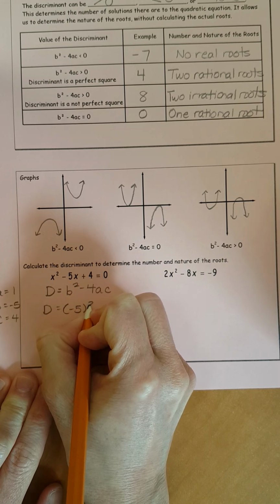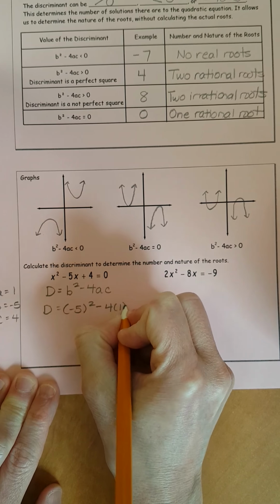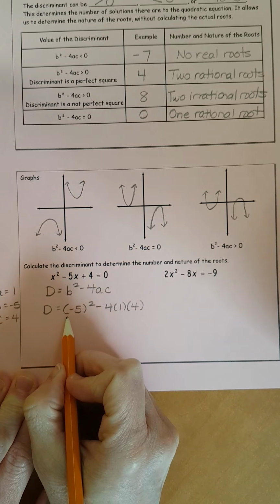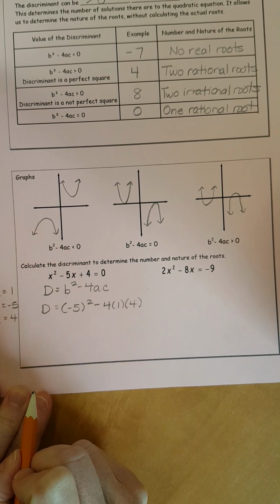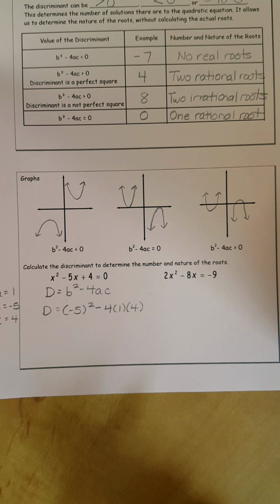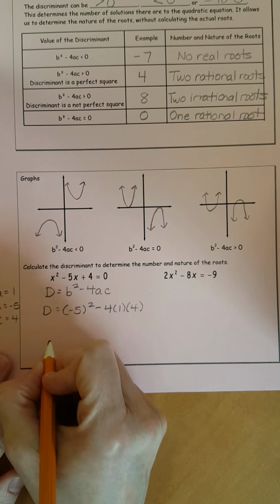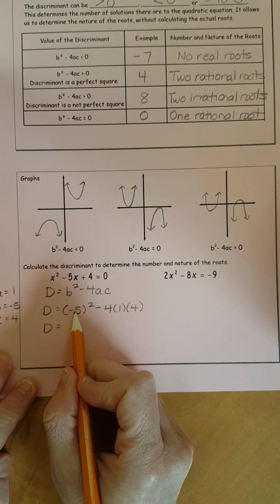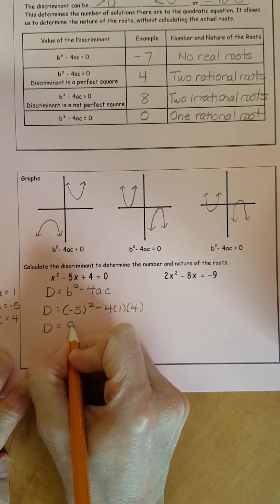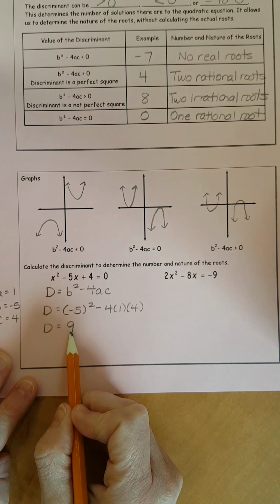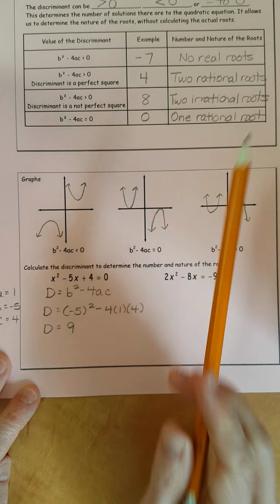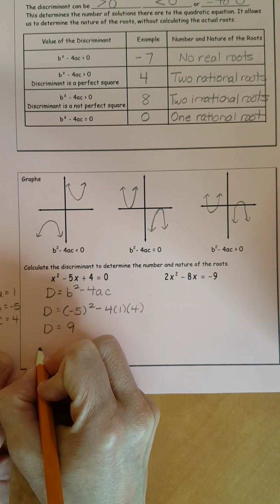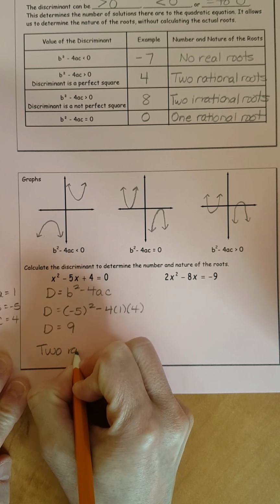Negative 5 squared. You have to put it in brackets, because if you didn't have the brackets here, it would end up being negative 25. But because it's in brackets, negative 5 is part of the base. So negative 5 times negative 5 is 25. You can type that in. 25 minus 16, that's 9. And so obviously that's greater than 0. It is also a perfect square, so we know that it would have 2 rational roots.